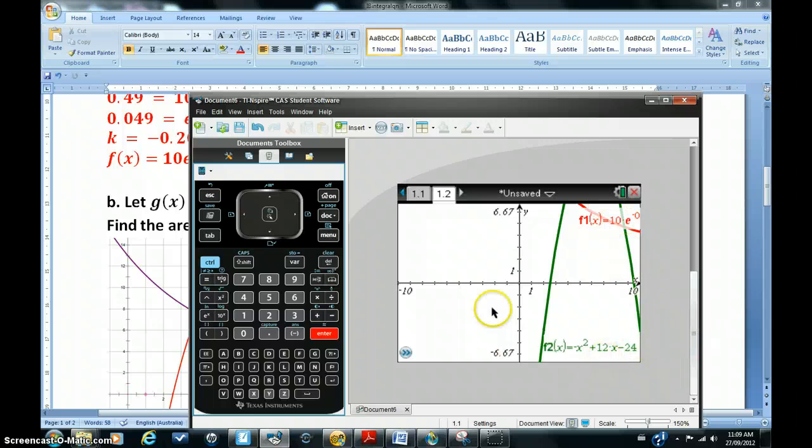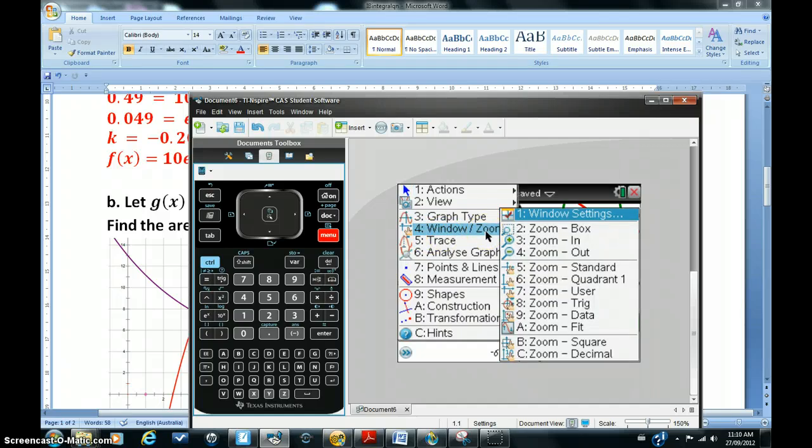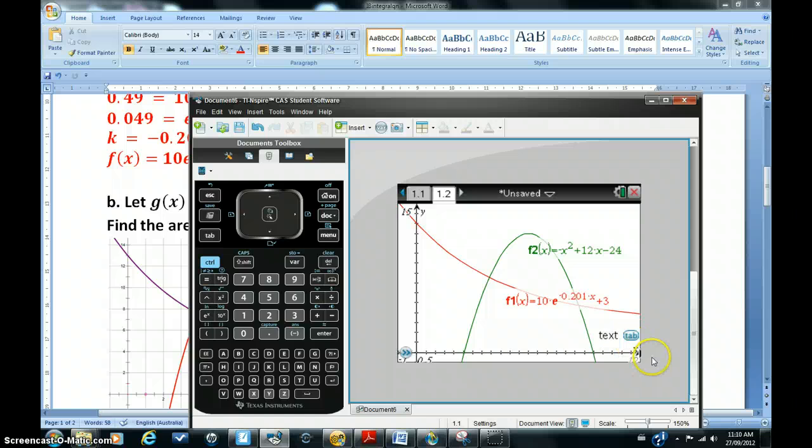Now we need to adjust the scale a bit. We're only interested really in x and y values in this first quadrant, so we could go to menu, and I'm going to use Window Zoom, and you could put Zoom Quadrant 1, but I'm going to do Window Settings and change the x minimum value to -1. X maximum, I'm going to make that about 12. Tab down to y minimum, make that -1, and tab to y maximum, make that about 15. Click OK, and there we are. We have the two graphs showing quite clearly now.